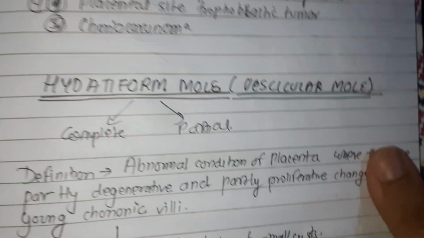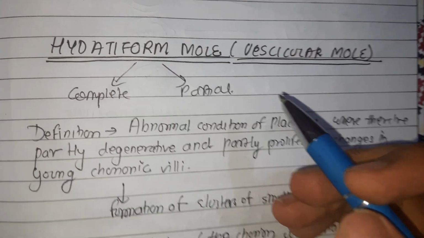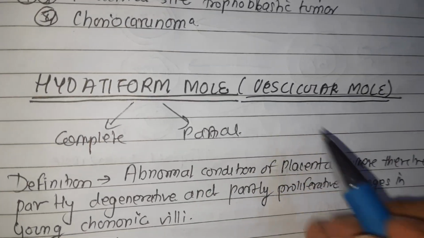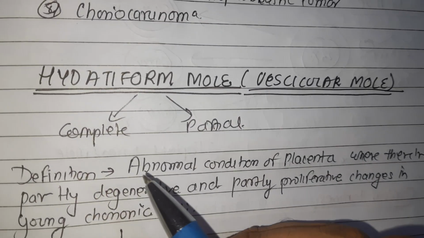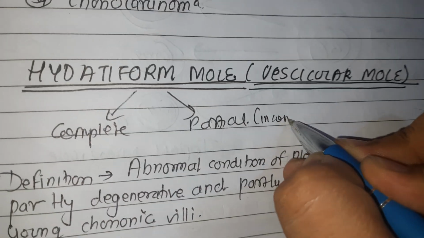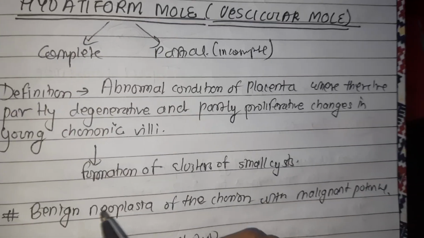And in this video we will be mainly talking about hydatidiform mole. It is also known as vesicular mole. Its types are the complete and incomplete. The partial mole is also known as incomplete mole. So what is hydatidiform mole?